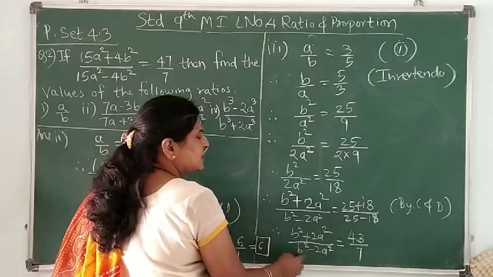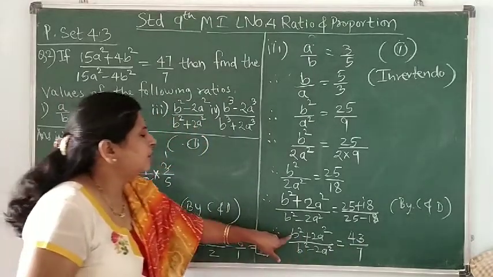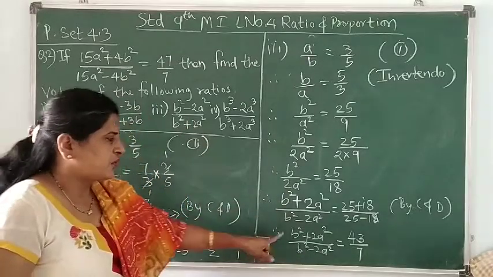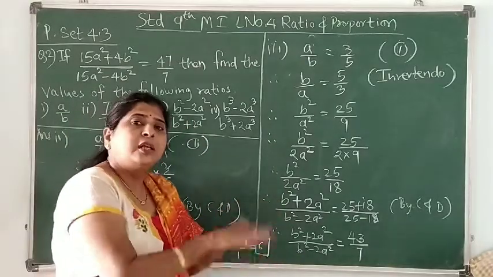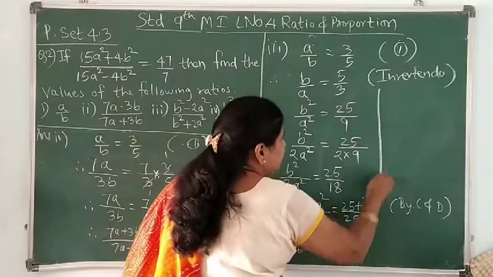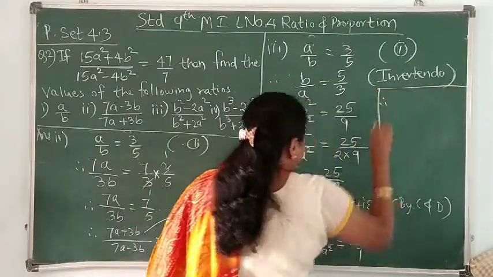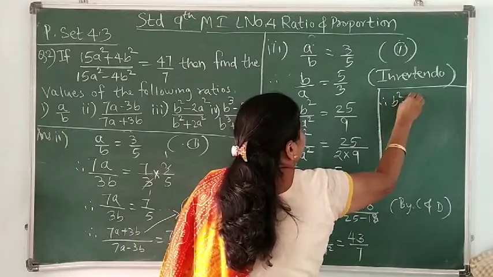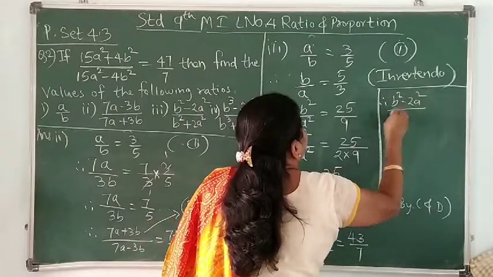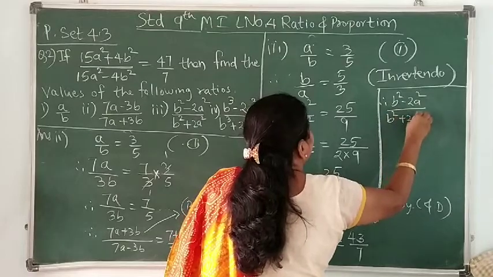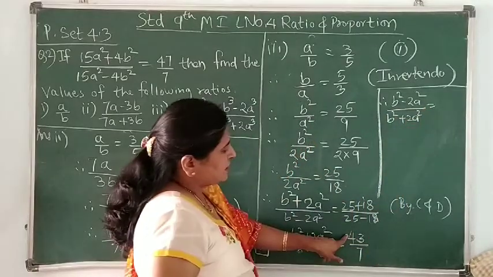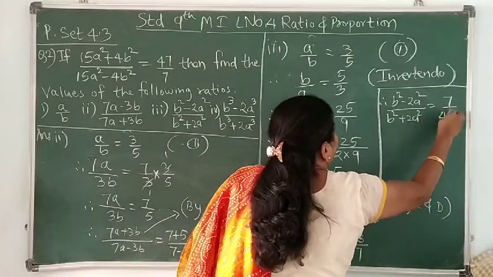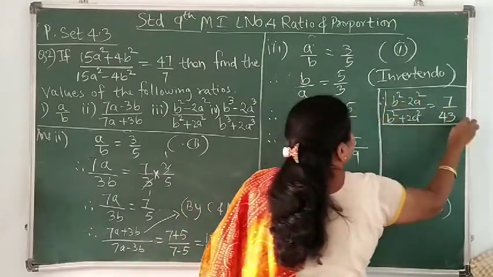Okay. So this is not the required thing. We want this addition to be in the denominator and the subtraction in the numerator. That's why we have to do invertendo now on this. Let me copy it down over here and continue. Therefore b square minus 2a square upon b square plus 2a square is equal to 7 upon 43, the inverse of that. So this is the required thing which we want.